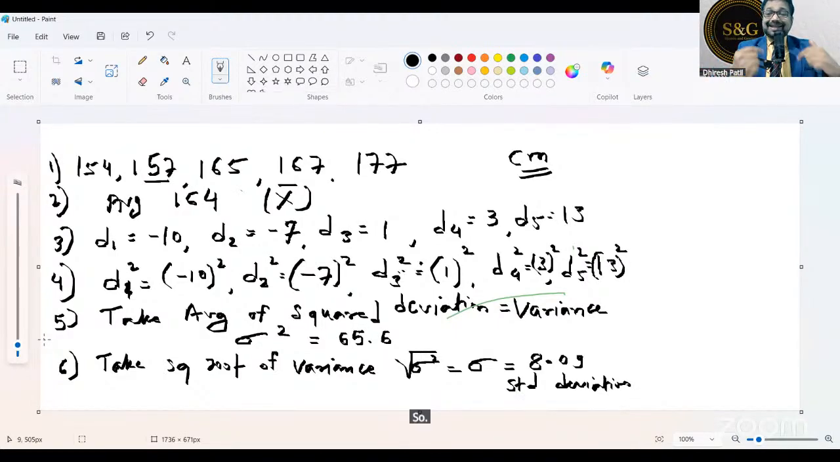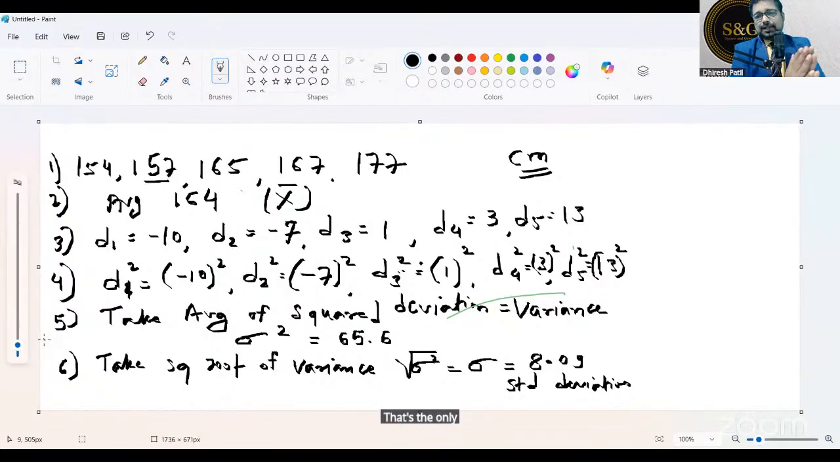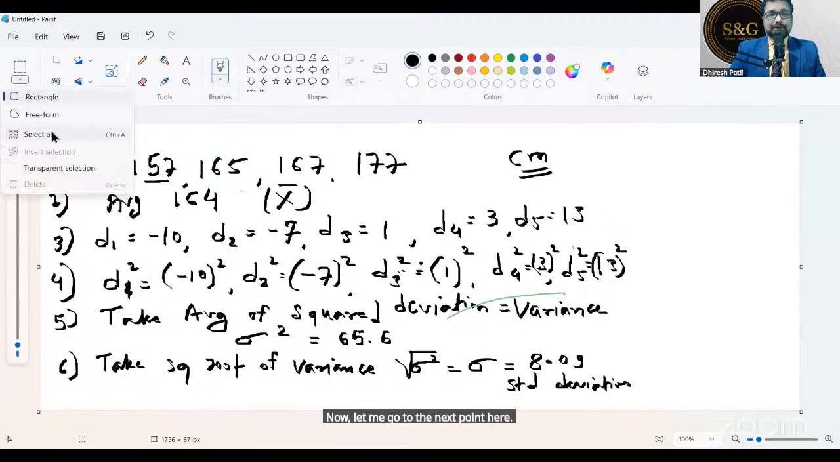So to intensify the deviation, the squared deviation is always considered a better way. Are you clear? That's the only difference between the absolute distance and the squared distance. And another thing is that minus and plus signs would clash, so to avoid that as well, they take the square. So they get both advantages. Now let me go to the next point.